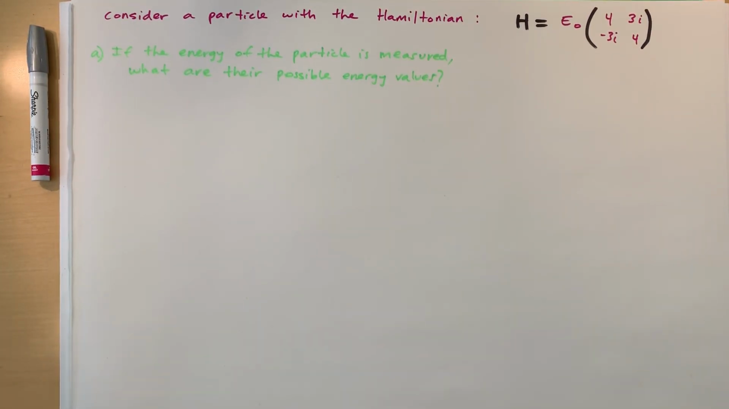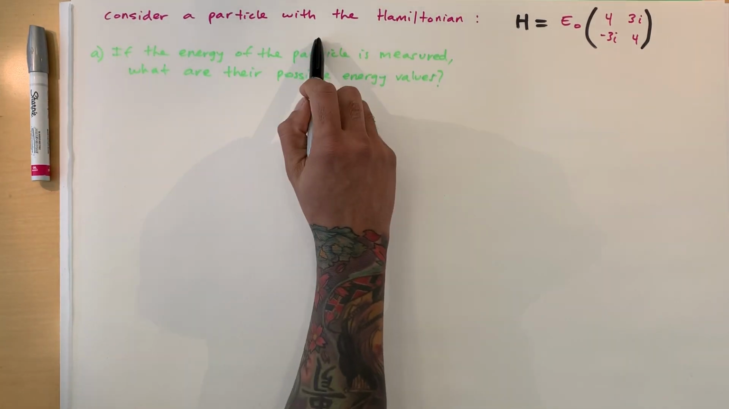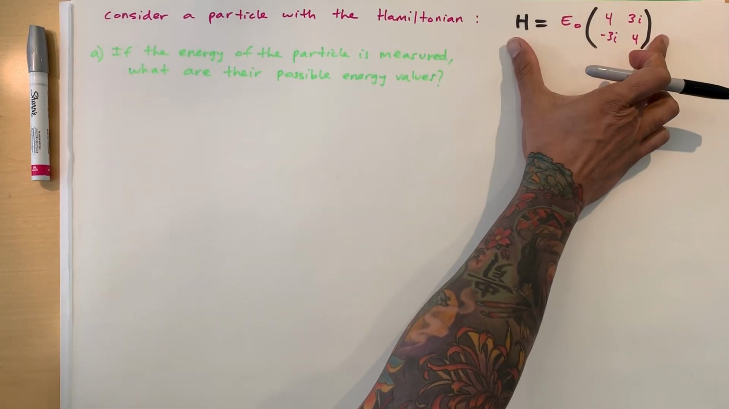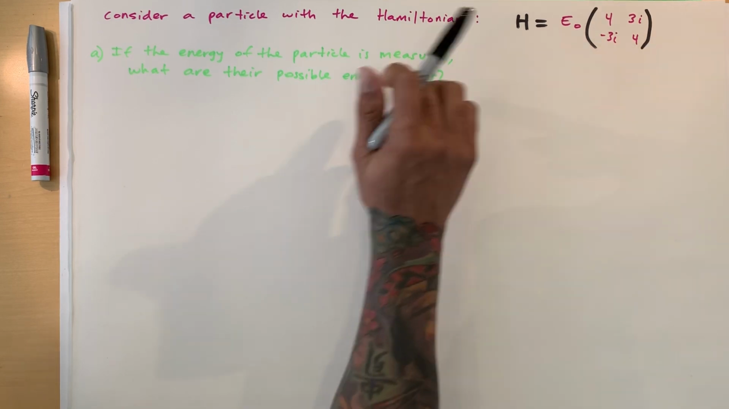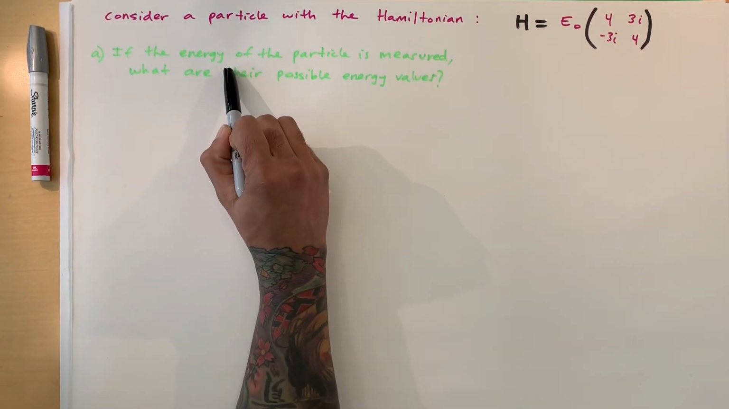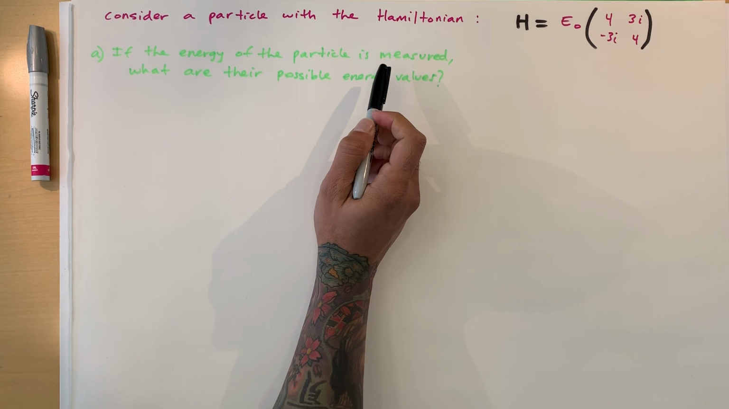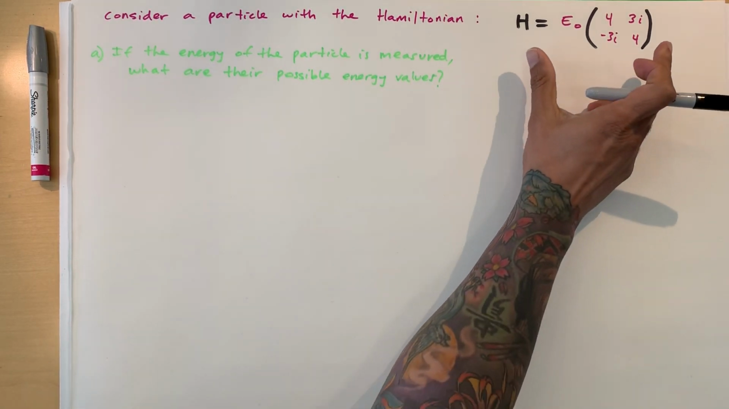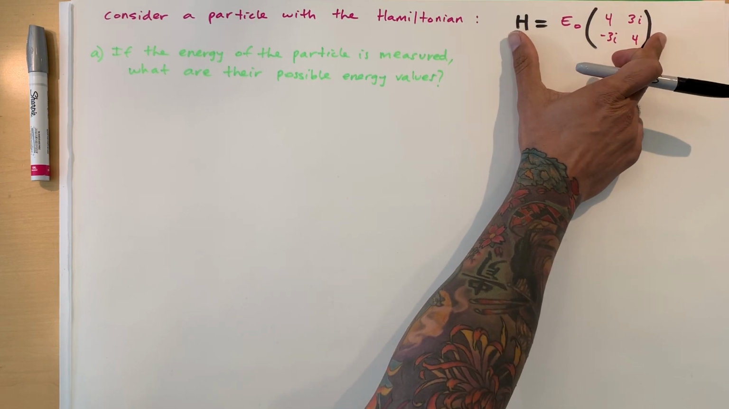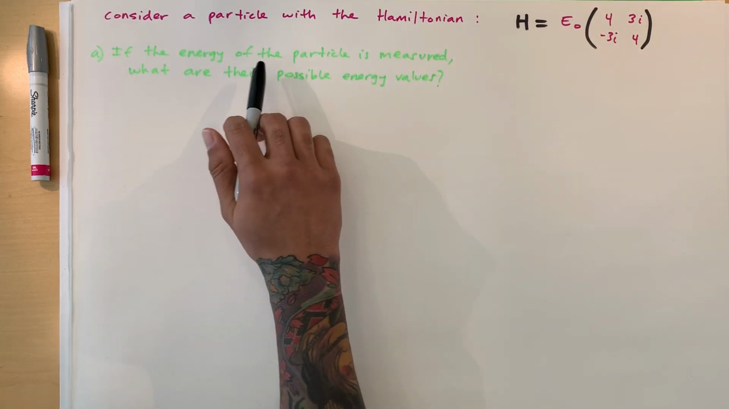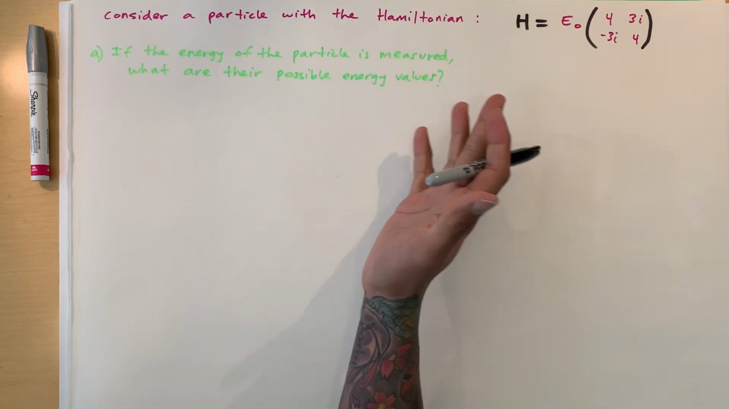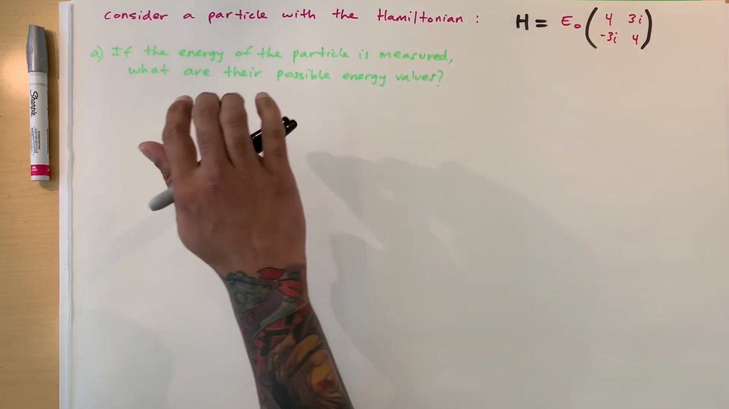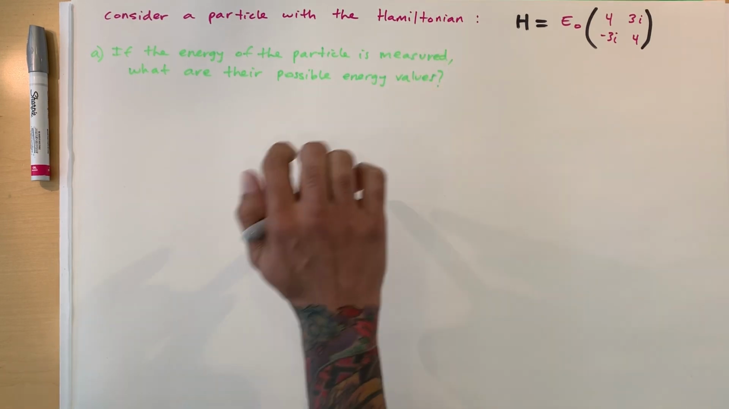Alright, I want to take a look at another quantum mechanics problem. Here we have something similar, but consider a particle with a Hamiltonian represented here. And the question is, if the energy of the particle is measured, what are the possible energy values? So we have a Hamiltonian, the energy of the particle, and if the energy is measured with this Hamiltonian, what are the possible energy values?